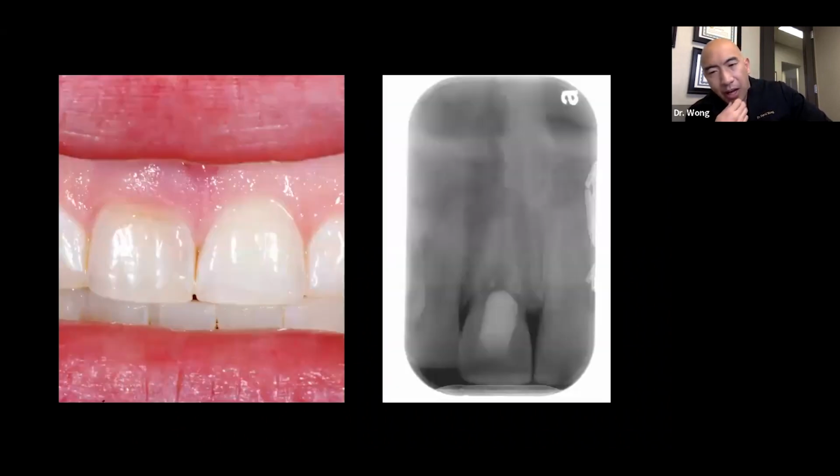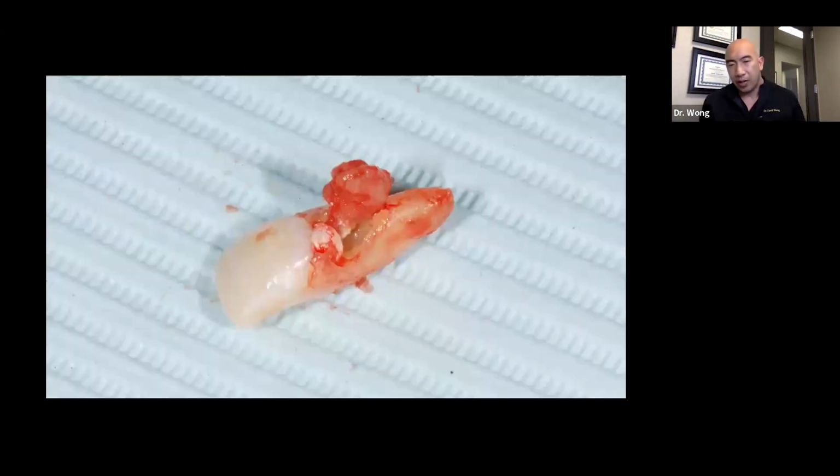So here's an example of how this works. So we've got tooth number 8 here. It's hopeless. We're going to take out number 8, and you can see where that fenestration was. That's where that granulomatous tissue was sticking out through that external resorption defect.